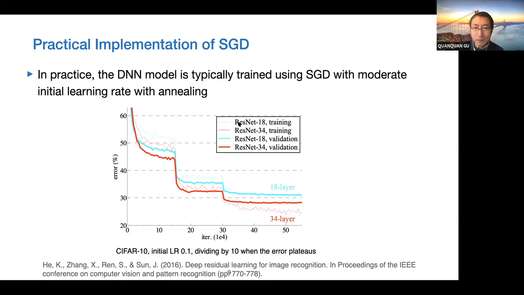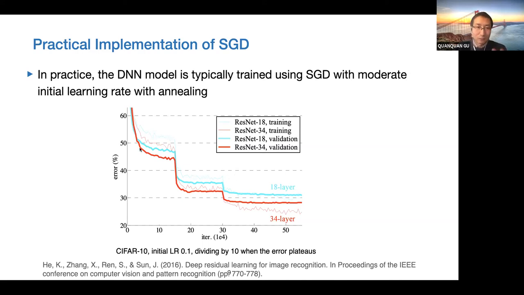So for both ResNet 18 and ResNet 34, they plot the training error and the validation error. You can see that SGD can reduce the training error and the validation error very effectively if you do learning rate decay. And this is a very typical plot of SGD training error and test error in different deep learning papers, including some of my own papers.